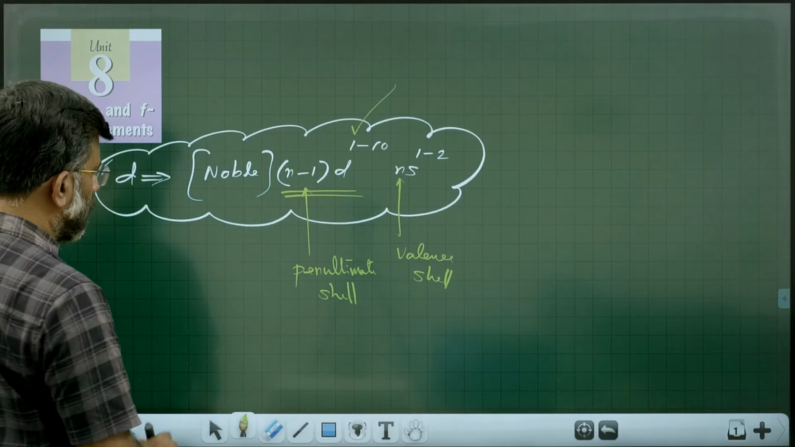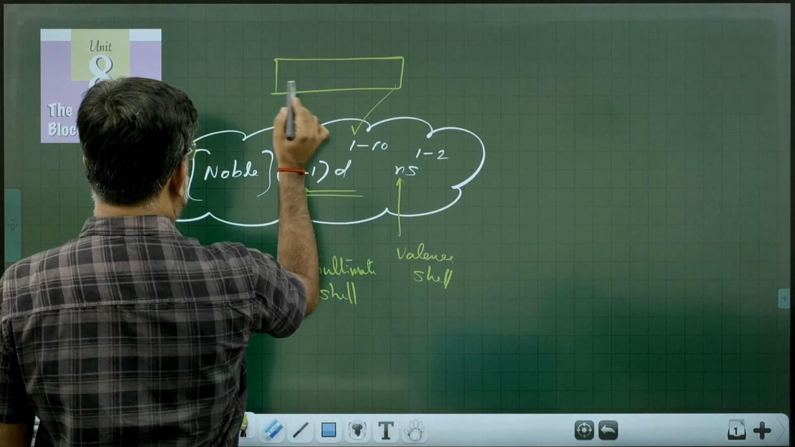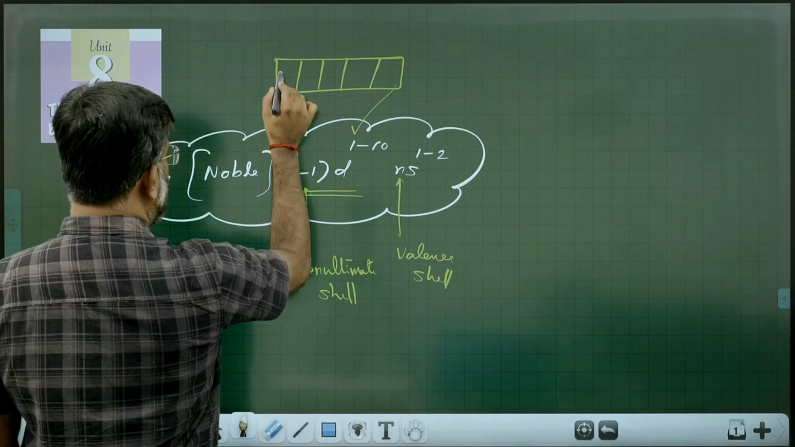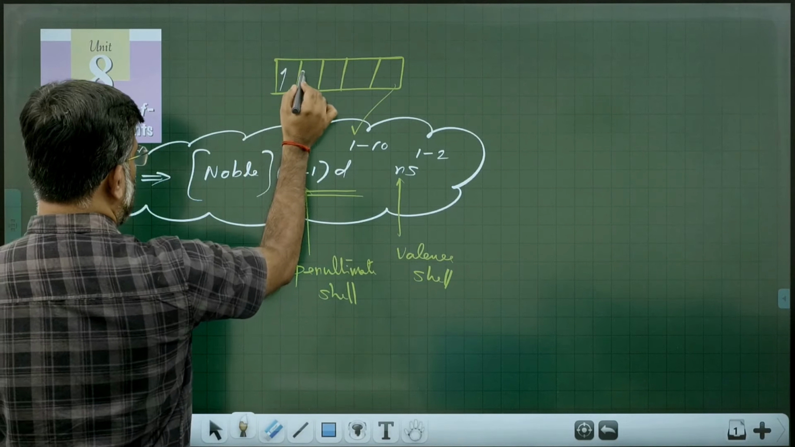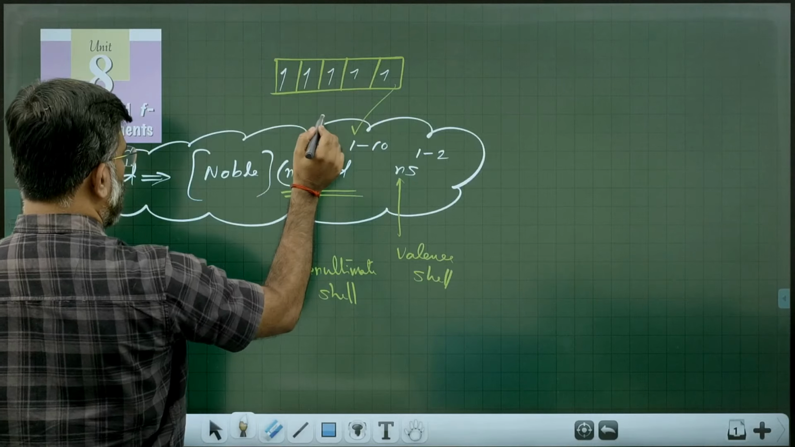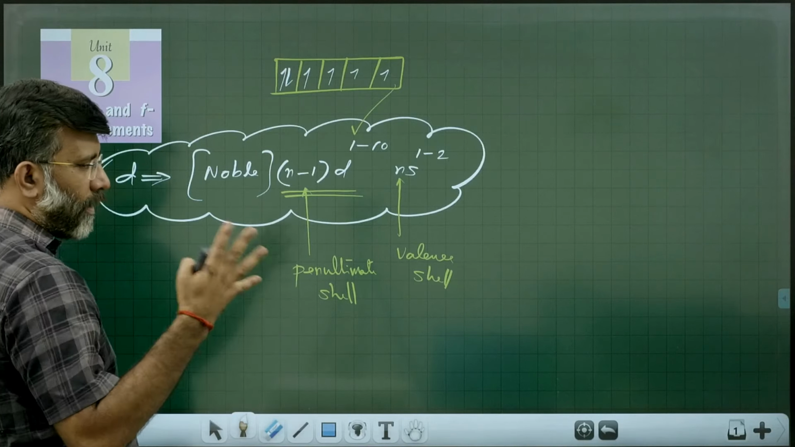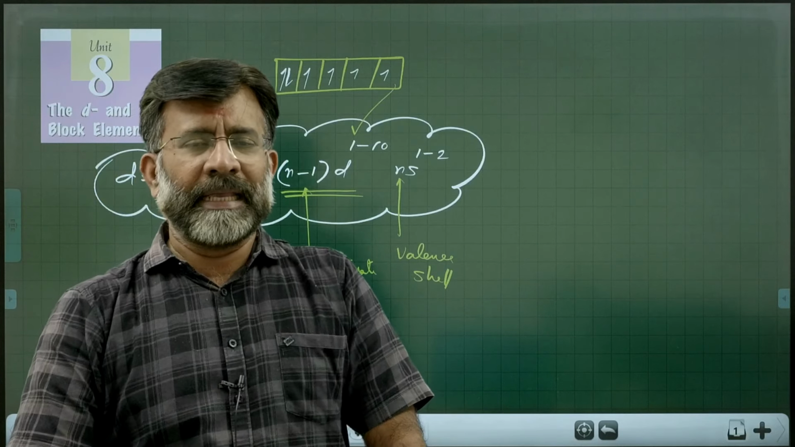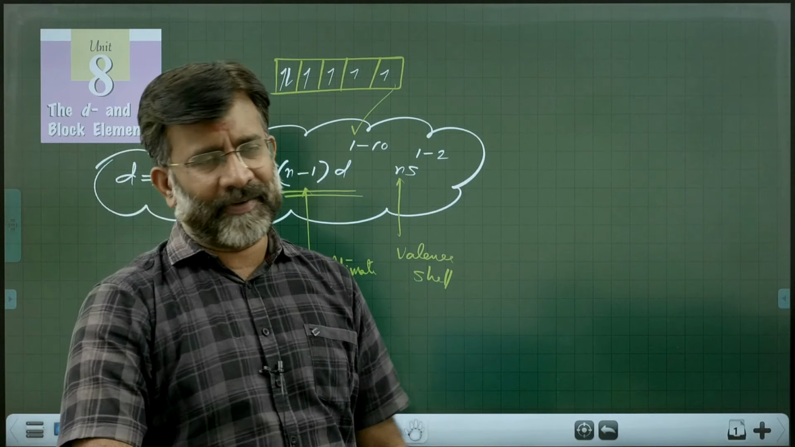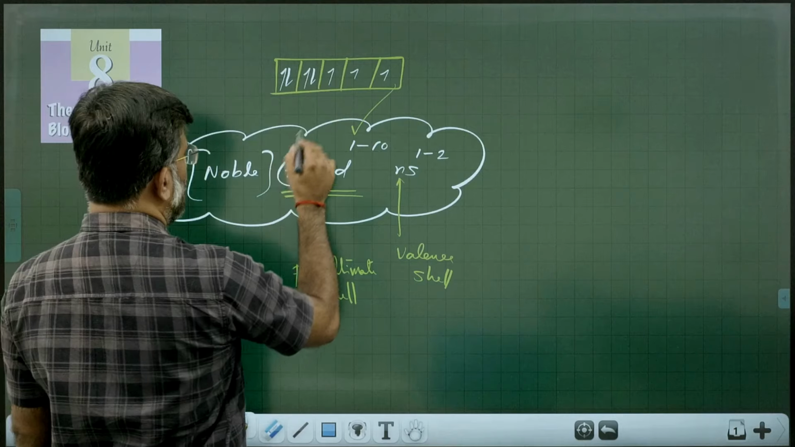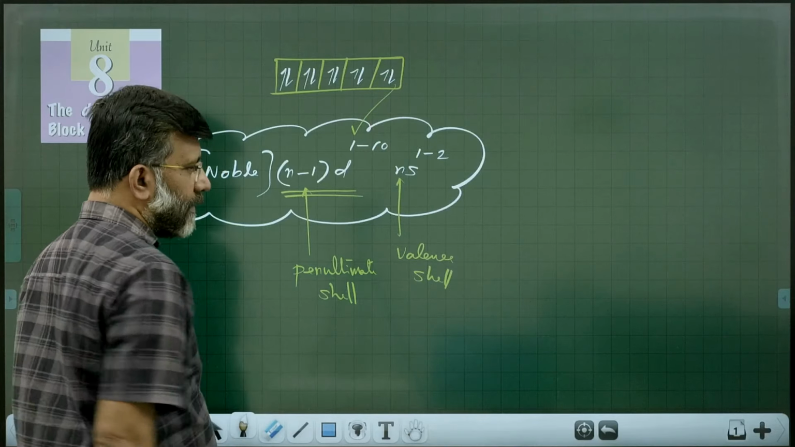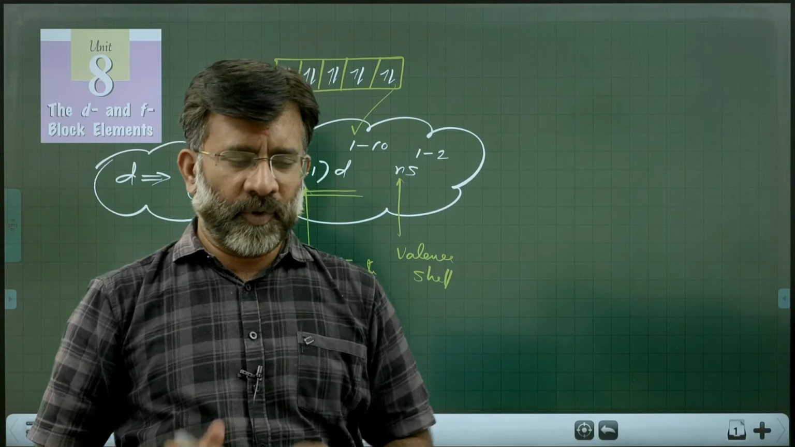How that filling occurs, all of you know: there are 5 D orbitals. D1 has 1 unpaired electron, D2 has 2 unpaired electrons, D3, D4, D5 has 5 unpaired electrons, D6 has 4 unpaired electrons. So the number of unpaired electrons increases from D1 to D5 and then decreases. D7 has 3 unpaired electrons, D8 has 2, D9 has 1, and D10 has 0 unpaired electrons.